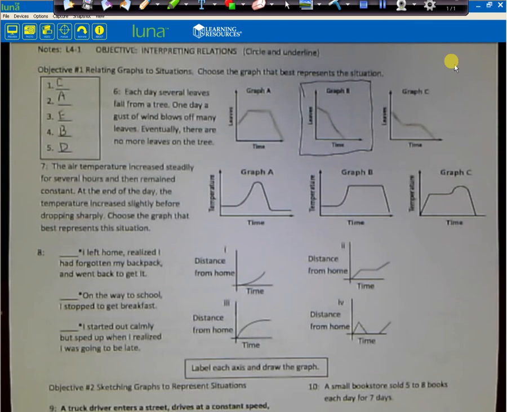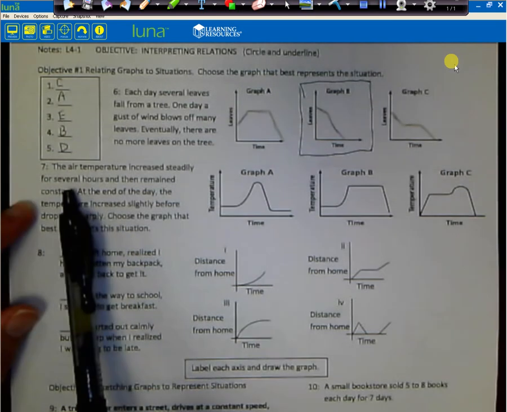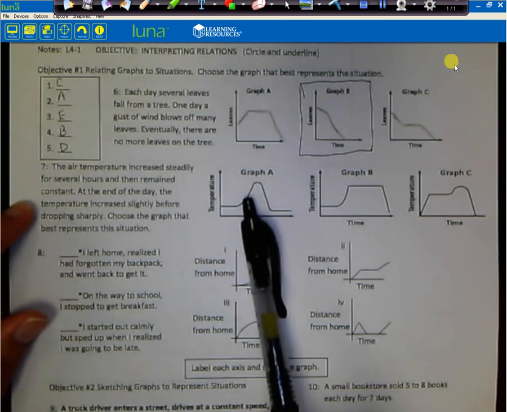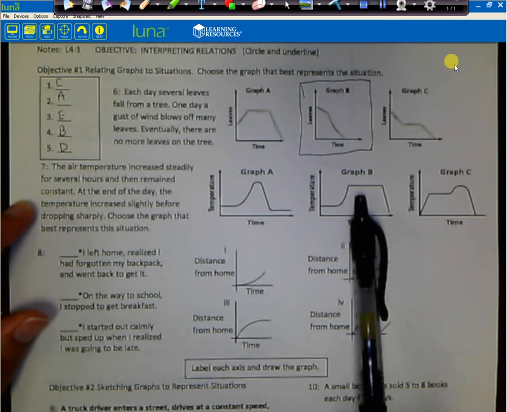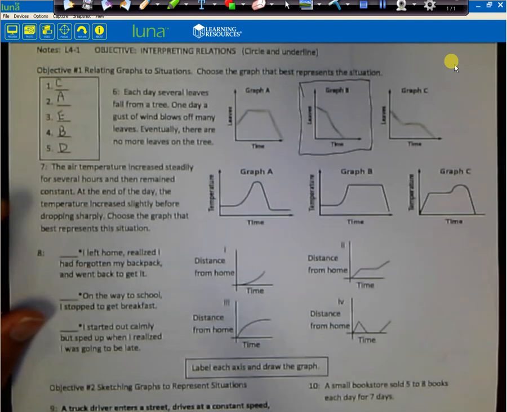Alright, number 7 says the air temperature increased steadily for several hours and then remained constant. At the end of the day, the temperature increased slightly before dropping sharply. Choose the graph that best represents this situation. So I'm right here at number 7, and we're going to pick whether we think that's graph A, graph B, or graph C. So go ahead and take a minute, see what you think about it, see if you think it's graph A, B, or C.